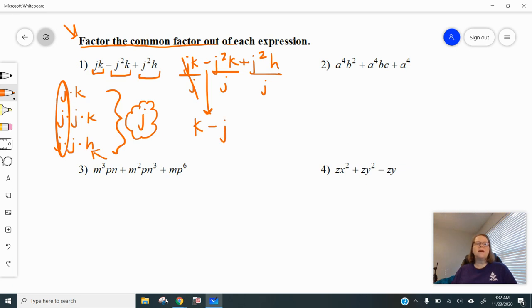So you have a J left, and then we didn't do anything with that K. And then I'll bring down the plus sign. And then again, two J's on top, we take one away. So that leaves us with a J, and then we have an H. Okay. And so that's what's left. You just put your GCF, your greatest common factor, in front with parentheses, and you're done.